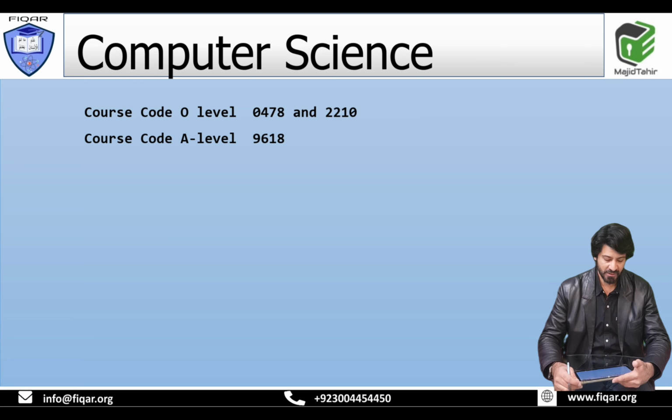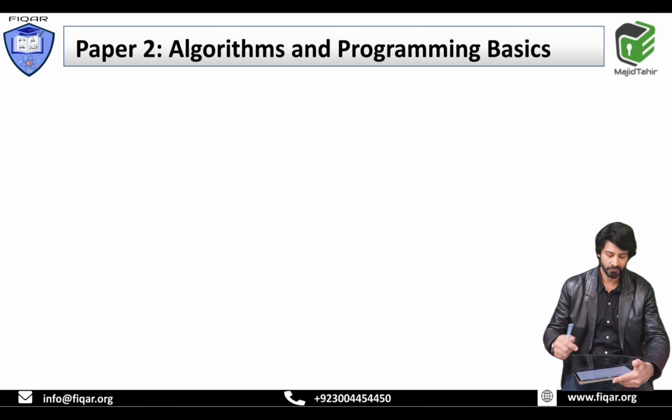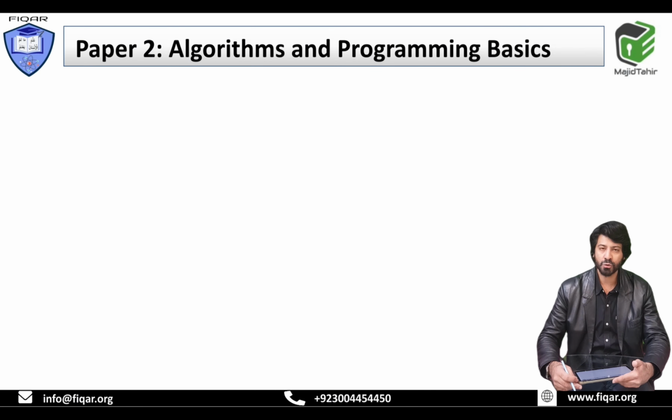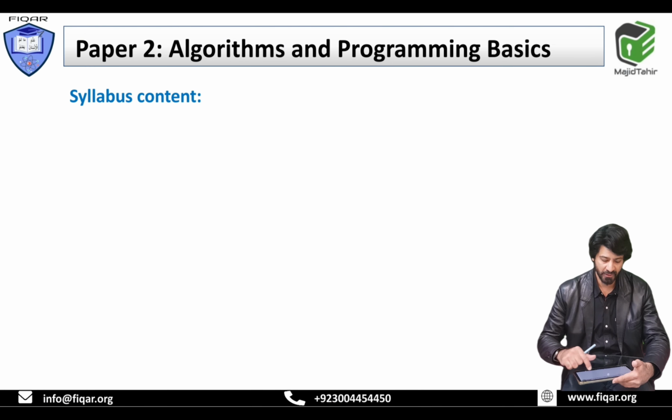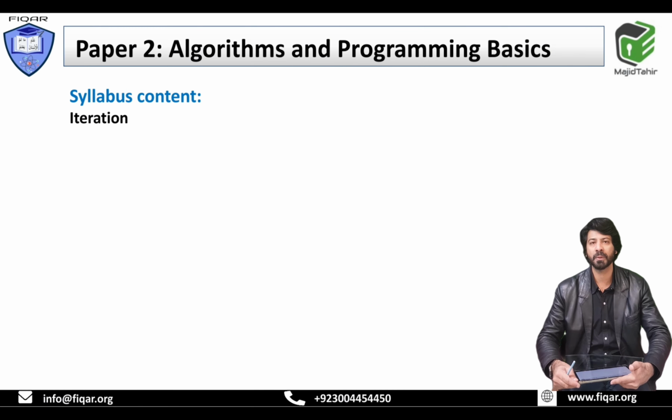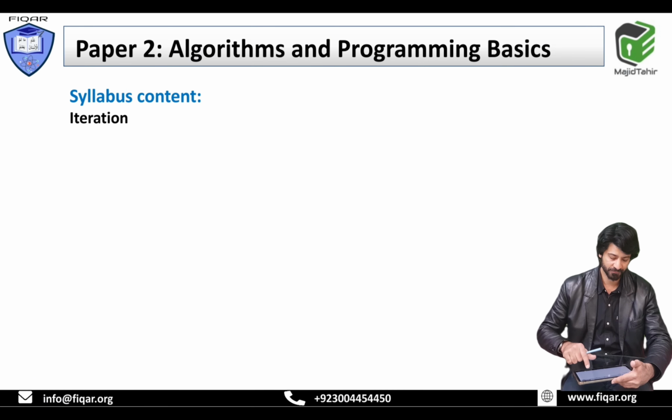What we are doing today is computer science. The course code for O levels is 0478 IGCSE and 2210 for Cambridge O levels. The topic that we are doing is the same topic in A levels also, and the course code is 9618. Let's start the topic. We are doing P2, paper 2, algorithm in programming basics. The syllabus contents that we will be covering today is iterations.